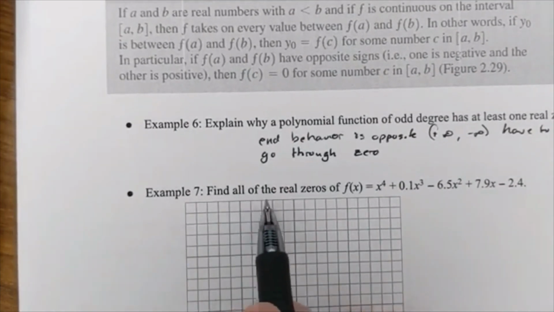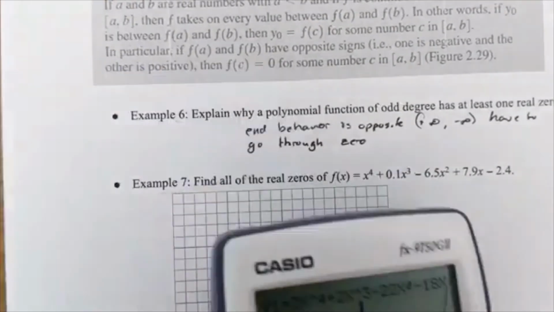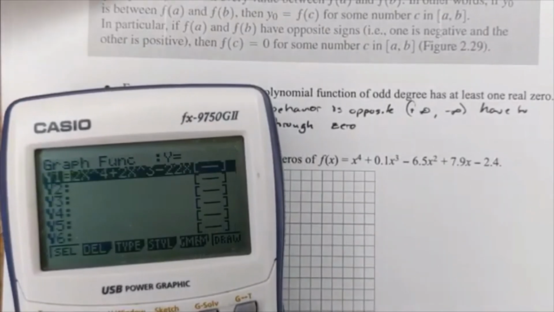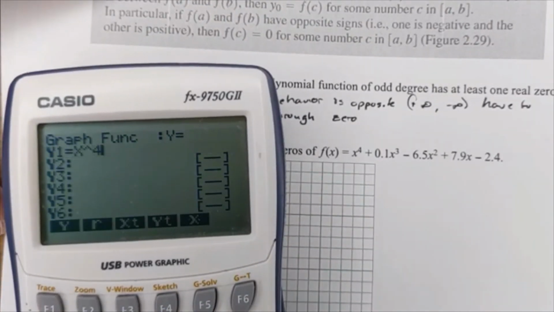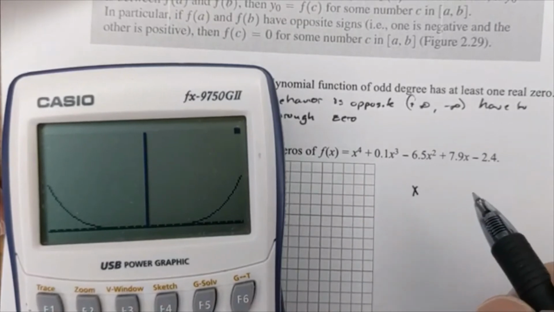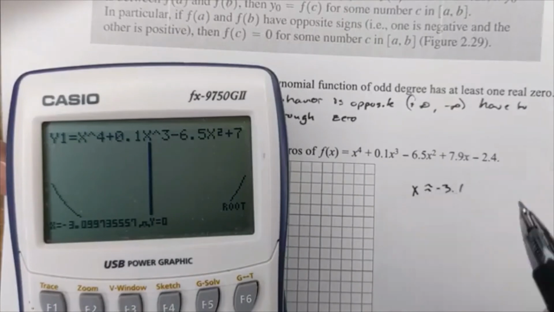All right, so here it says find all real zeros of the function. I'm actually going to be lazy about this. You can graph it and let your calculator find it. So let's just do that. So x to the fourth plus 0.1 x cubed minus 6.5 x squared plus 7.9 x minus 2.4. Now there's not really a good algebra way to do this. So G-Solve, roots. So our solutions are, if I look at my graph, about negative 3.1.